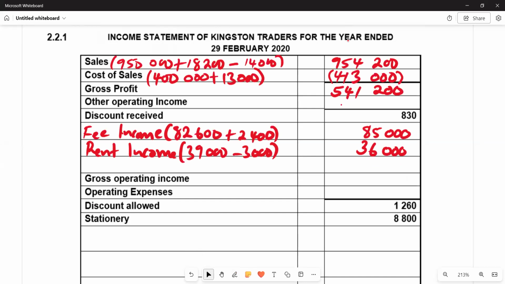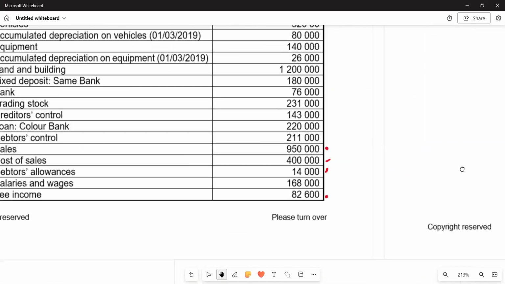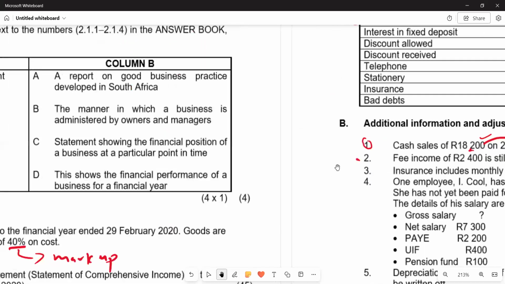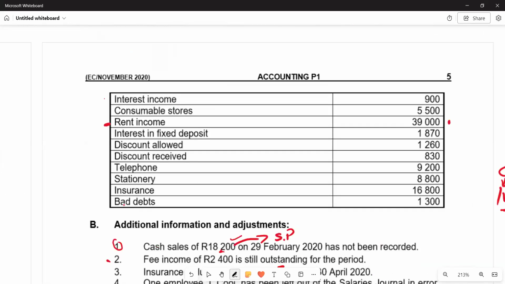Then we can also try to check if there's any other income in the question again. So after rent income, we can go down again to check if we have got any other balance that is representing an income. So we check on the next page. Yes, we have put our rent income here. So we go down. Interest on fixed deposit is part of our interest income. So we're going to add it to interest income and we adjust it after our operating profit. We go down, check for another income.